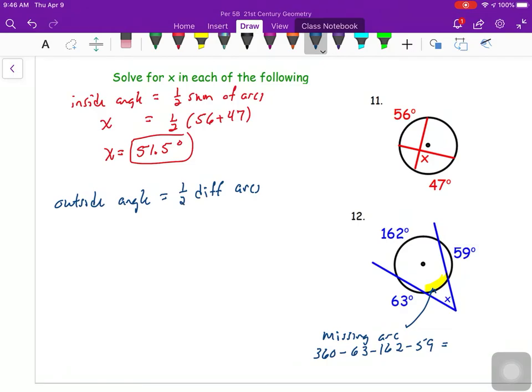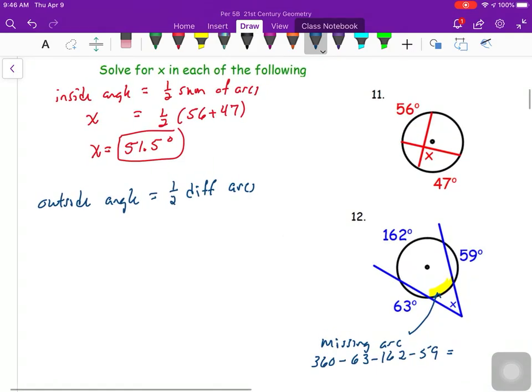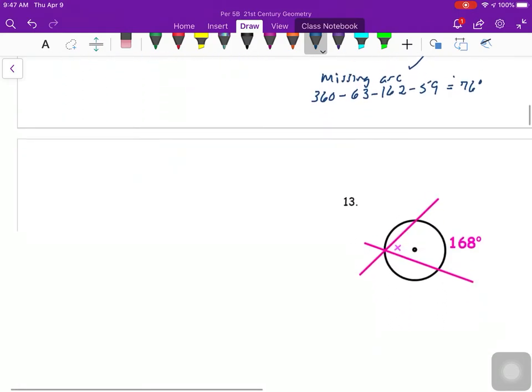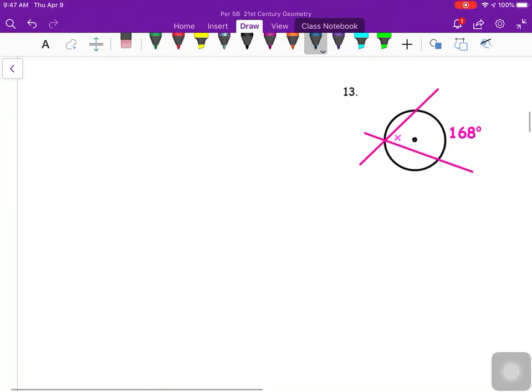We'll take a full circle. We'll subtract 63 minus 162 minus 59. We find out that that missing arc is 76 degrees. So now our angle x would be equal to 1/2 the larger intercepted arc, that's the 162, minus the smaller one, that was the missing one we just found. So the x comes out to be 43 degrees.